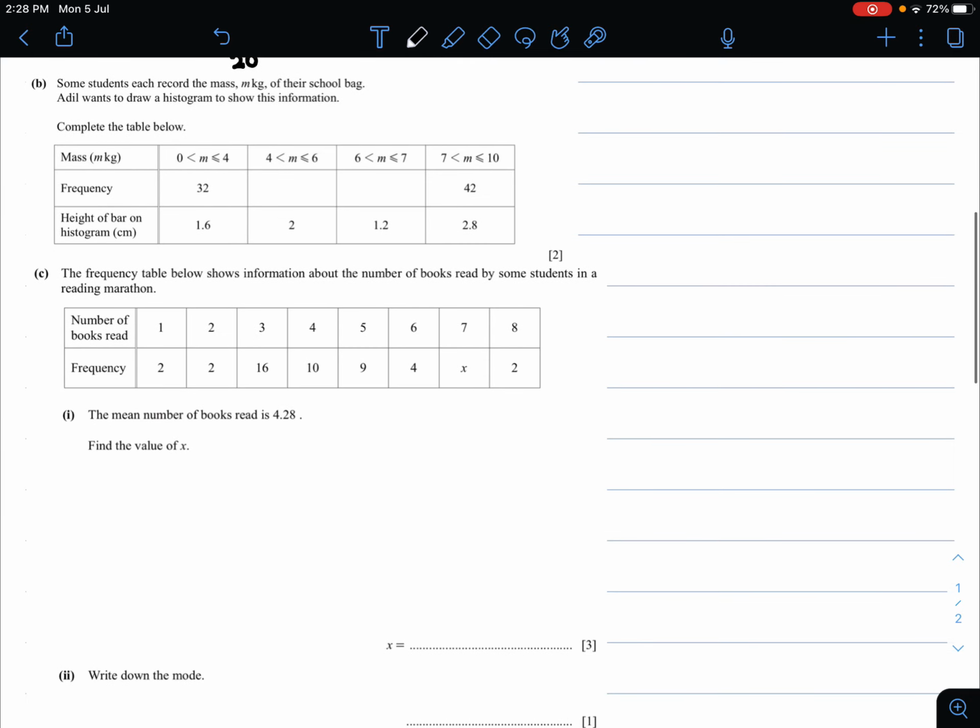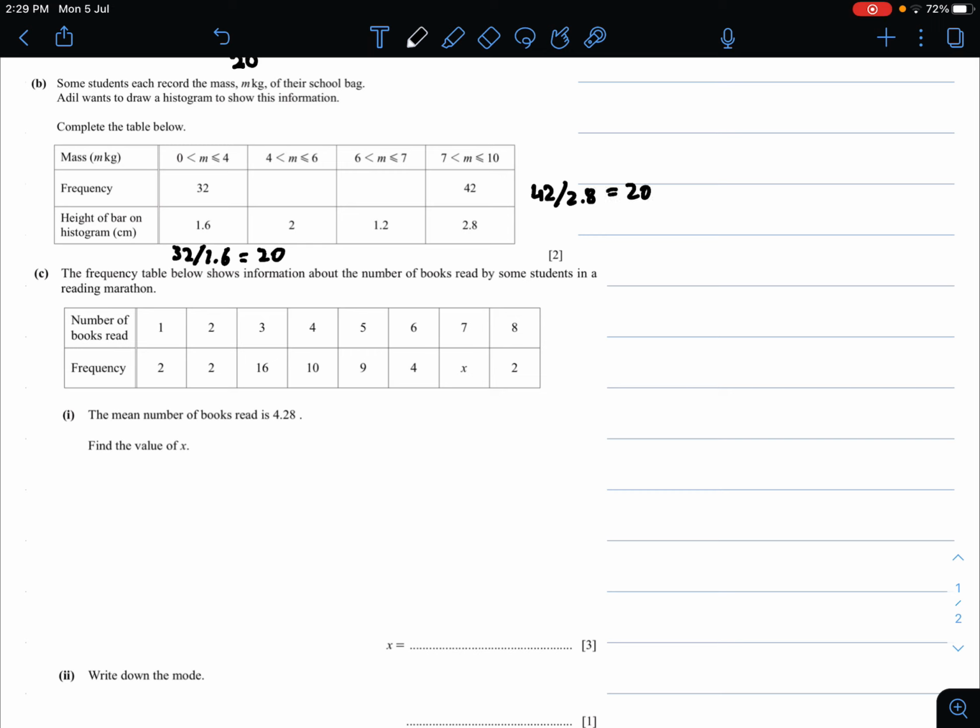Some students each record the mass m kg of their school bag. Adil wants to draw a histogram to show this information. So as you can see, the height of the histogram has been given to you, and the class width has been given to you. So you can find a constant to multiply your height of the bar with to find the frequency. So that would be, in this case, 32 divided by 1.6, which is equal to 20. And even in the last case, 42 divided by 2.8 is also equal to 20.